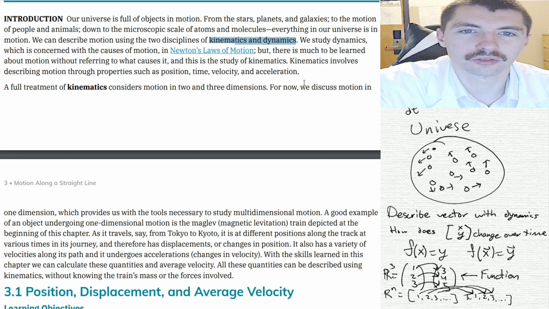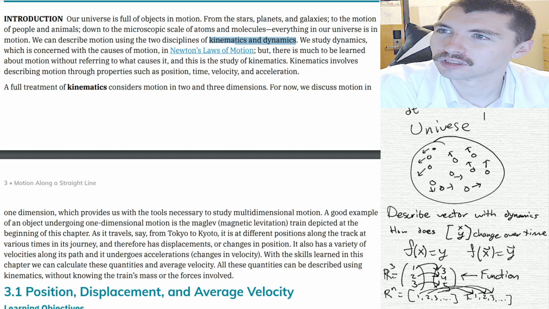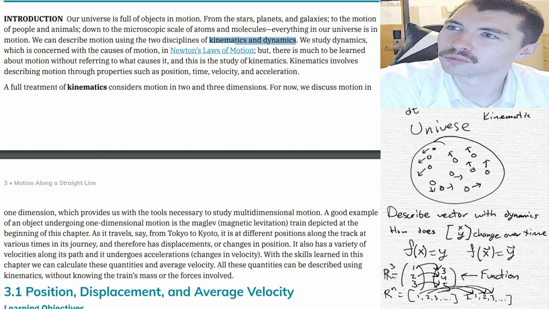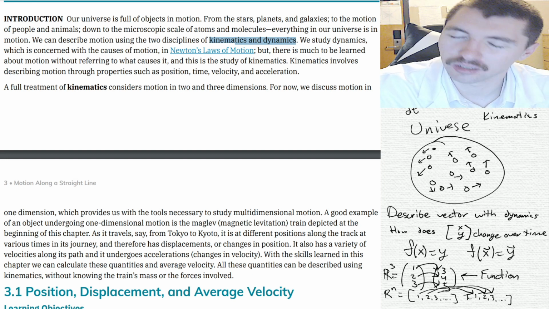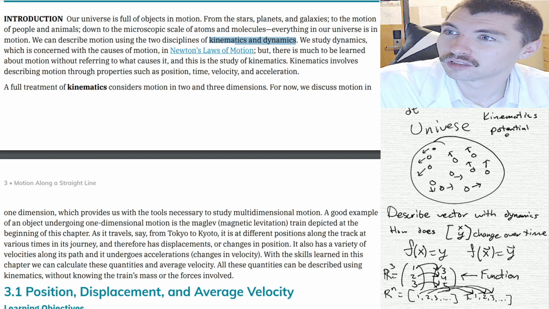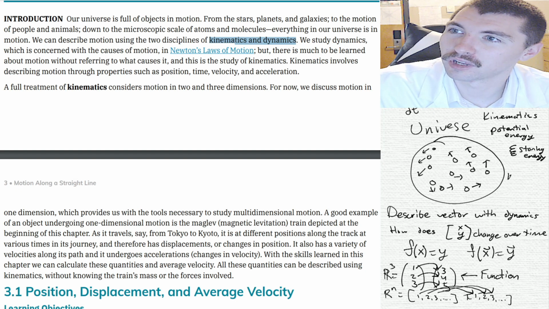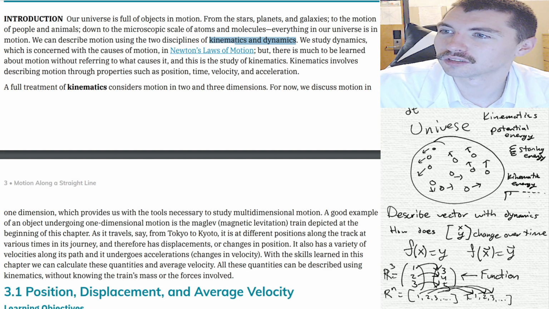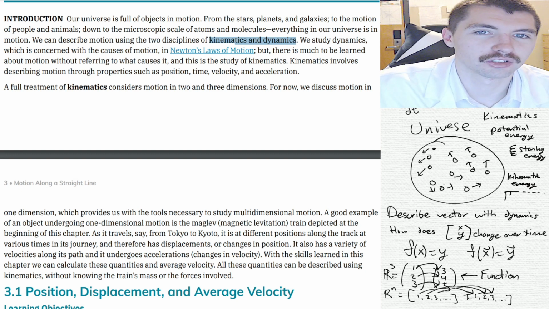So if you remember kinematics from high school, some words might come to mind, like potential energy. That's like a spring coiled up. It's storing. And then kinetic energy might be, you know, a gun shooting.